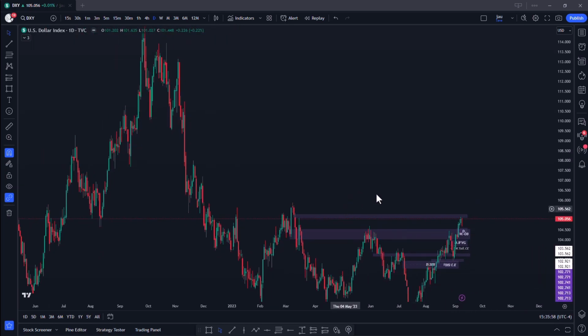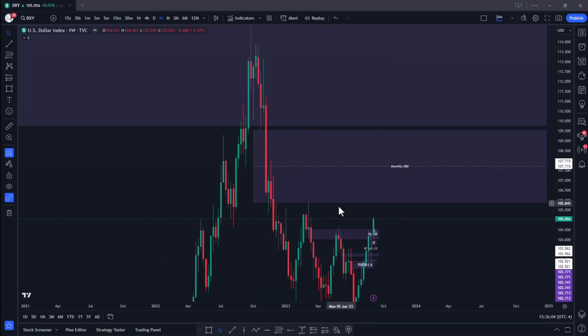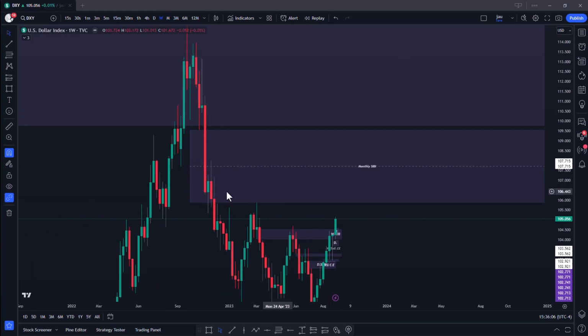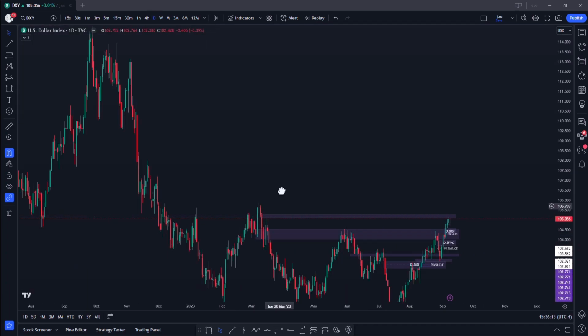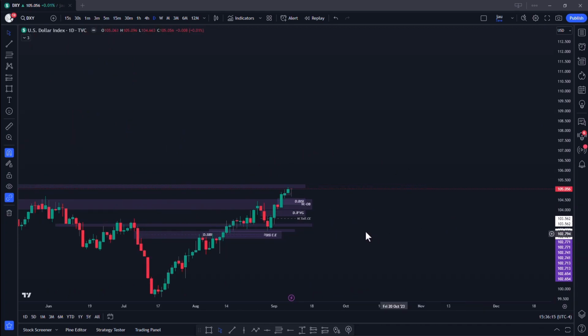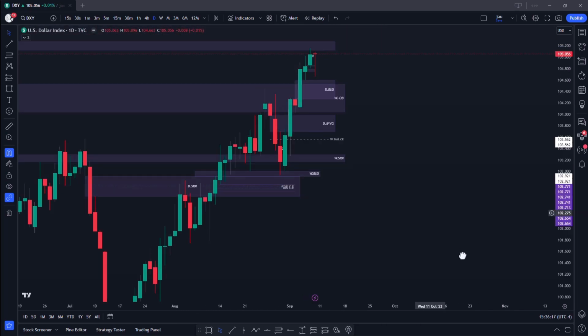So that's what I'm looking for. Of course, this is our draw on liquidity up here. I just did not make the illustrations visible on a daily chart, but it's just above this buy side liquidity on a daily, above here. So that's what I'm looking for going into the week ahead.